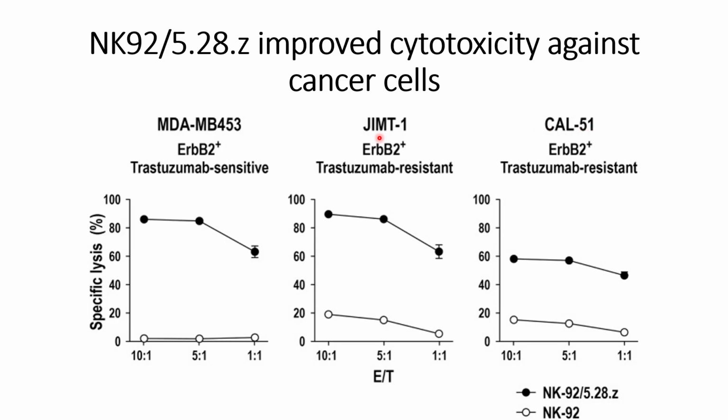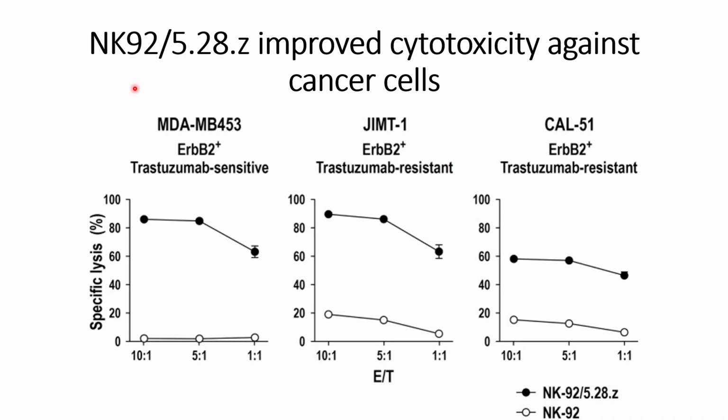The difference between these three cell lines is that the first one is trastuzumab sensitive. Trastuzumab is one of the drugs used to treat patients who are affected with cancers. This drug works in this cell line, however in the other two cell lines, that is JIMT1 and CAL51, this drug is ineffective, or basically these cells are resistant to this drug.